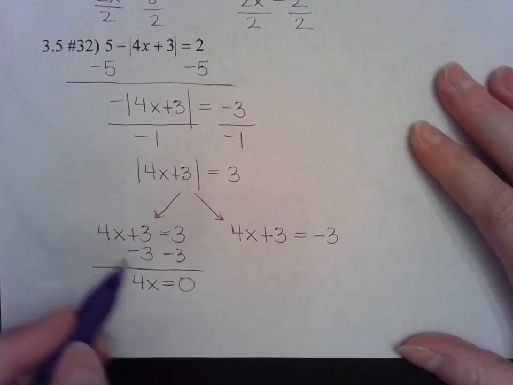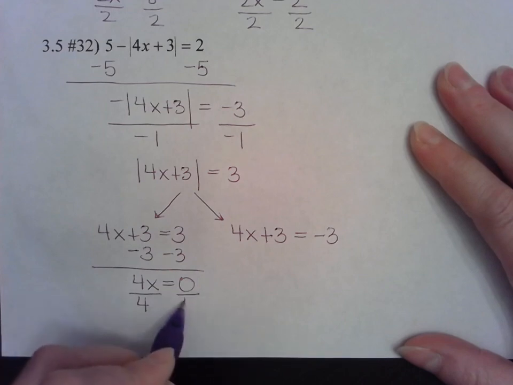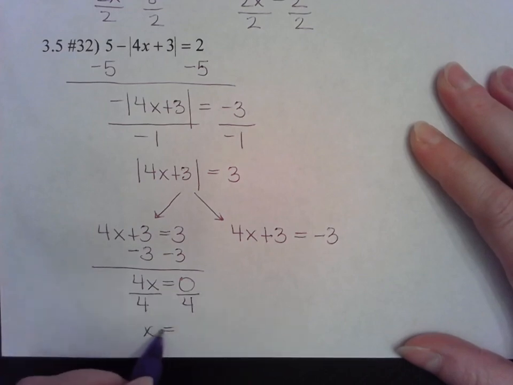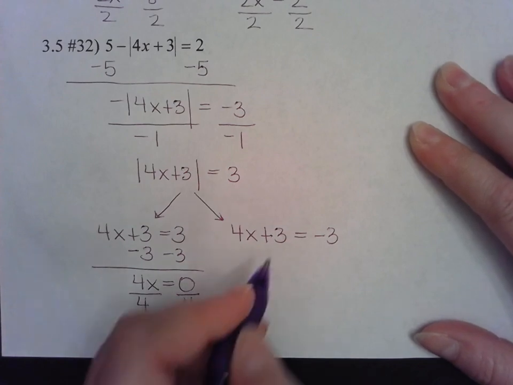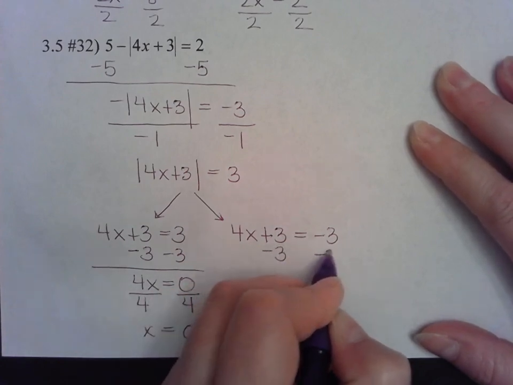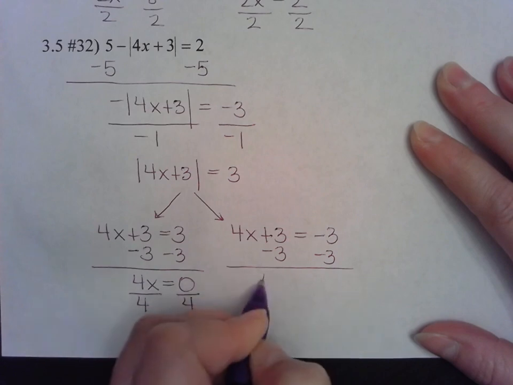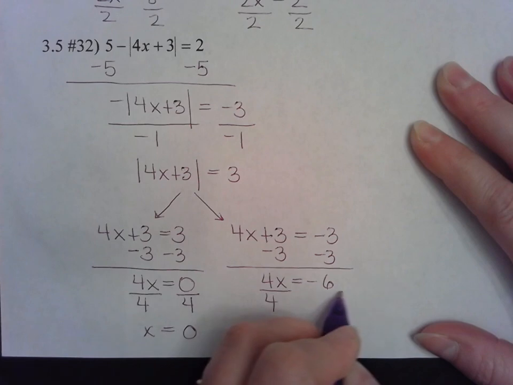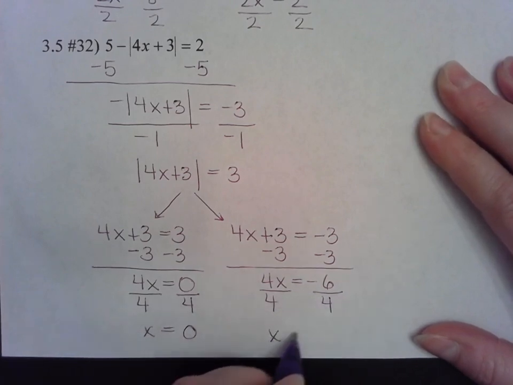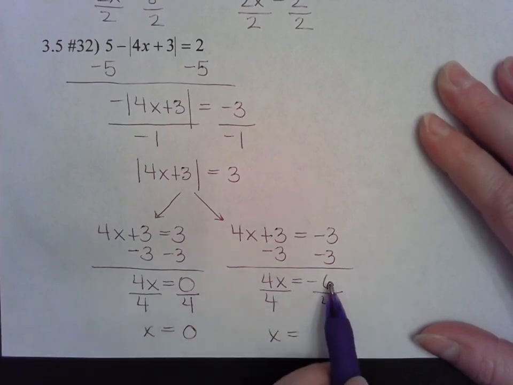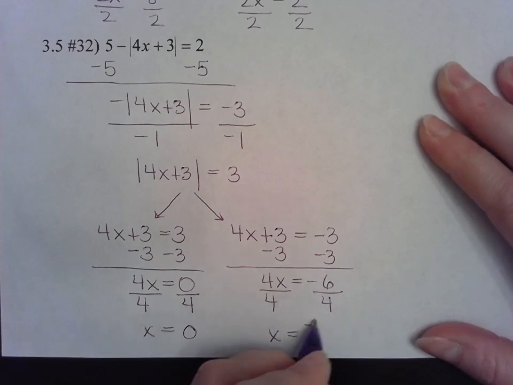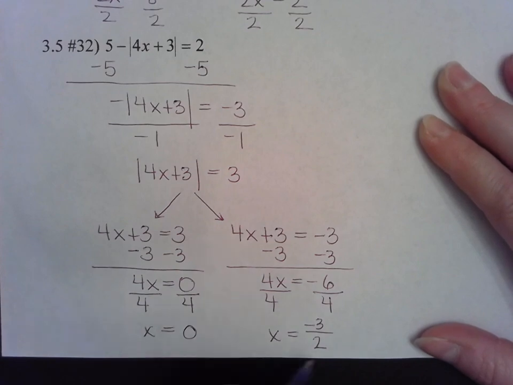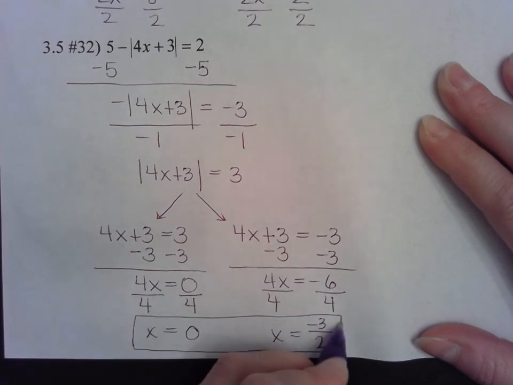So we'll subtract 3, divide by 4. 0 divided by anything is still 0. Same thing on this case, subtract 3. And divide by 4. I can reduce this by dividing top and bottom by 2. So this will be -3/2. Or if you'd rather write it as -1.5, that's fine too. These would be my two solutions.